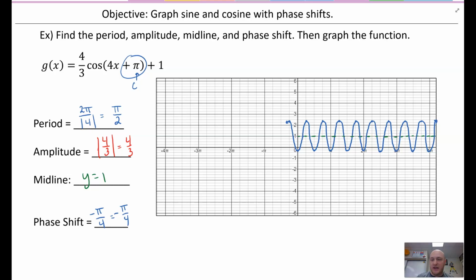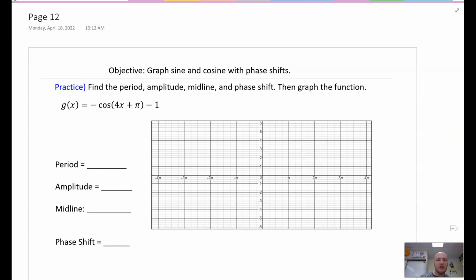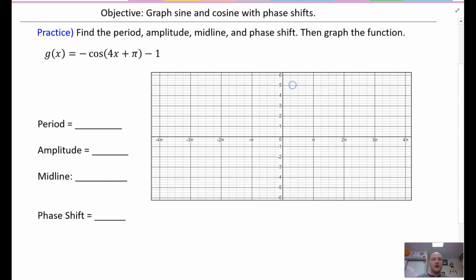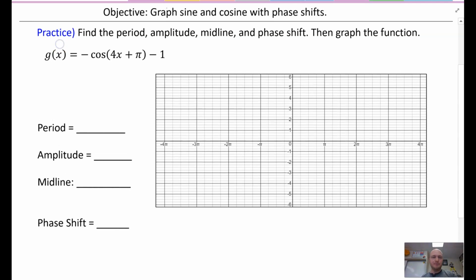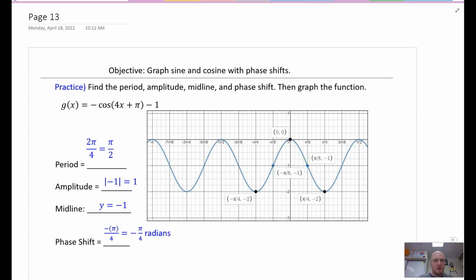I have a couple of examples here for you. I would like you to pause the video. Go ahead and try this example. All right, hopefully you paused the video and tried this example.